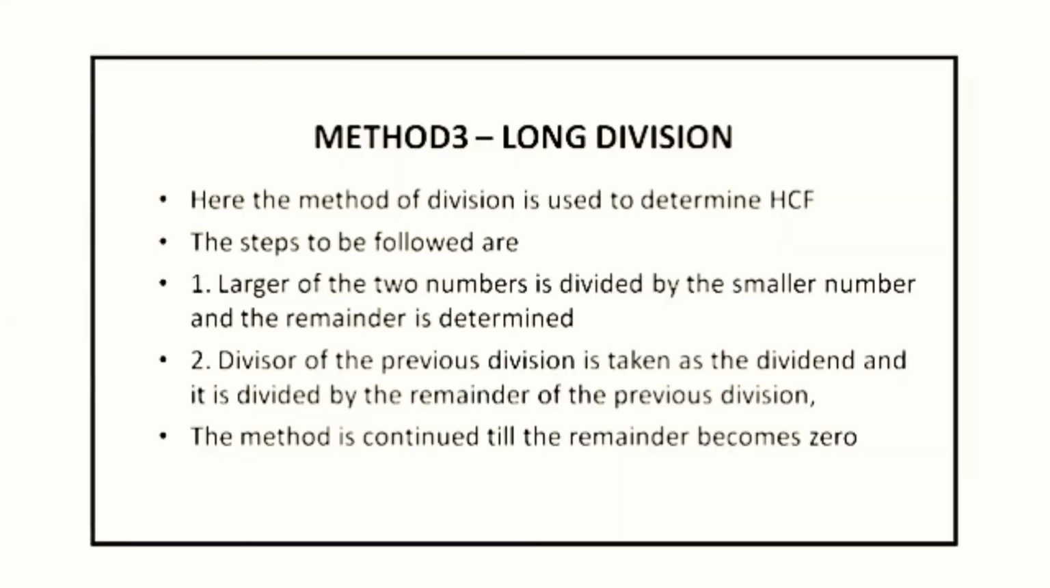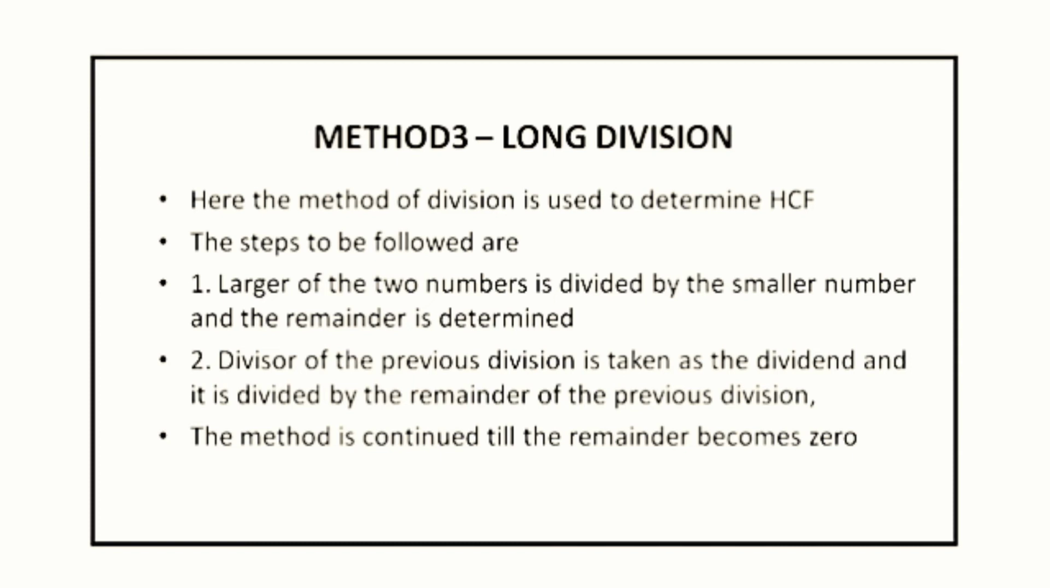Now, there is a third method for determining the HCF, or the highest common factor. This method is called the long division method. Here, the method of division is employed to determine the HCF. Few steps are to be followed here. Step number 1, we will be given two numbers, and the larger of the two numbers is divided by the smaller number and the remainder is determined.